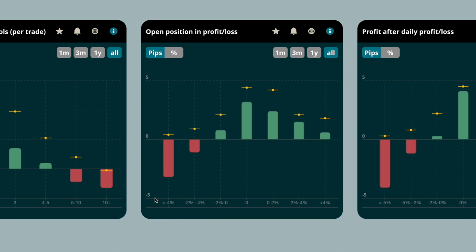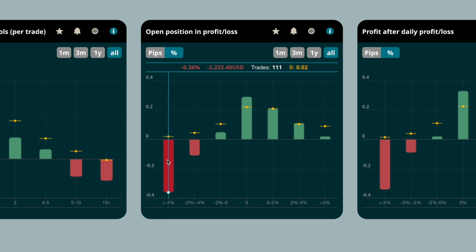In fact, moving with the cursor over the bar, we can see that the trader made an absolute loss of 2,223 USD from trades when having open positions with more than 4% loss at that time. This represents an average loss per trade of minus 3.2 pips or minus 0.36%. The number of trades performed in this group was 111, being a significant amount compared to the overall trades. It becomes very obvious here that this trader is negatively affected in the decision-making when facing loss in the open positions, even to the degree that the trades become loss-making on average.